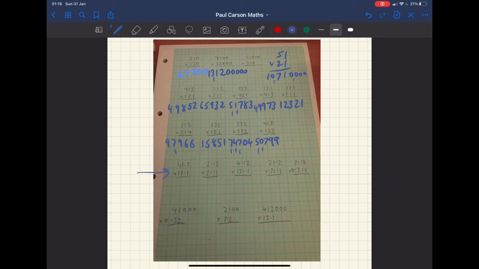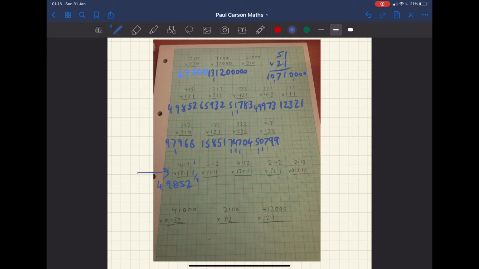So when it comes to doing 41.2 times 12.1, if you just saw this raw without doing these questions earlier as preparation, we would just ignore the decimal points completely and just do 412 times 121. But I've already done that directly above there, so I know the answer is going to be 49852. Just a question of where the decimal point is going to go. Got one decimal place there, 1 plus 1 is 2, so we need to give it 2. So it's 498.52.